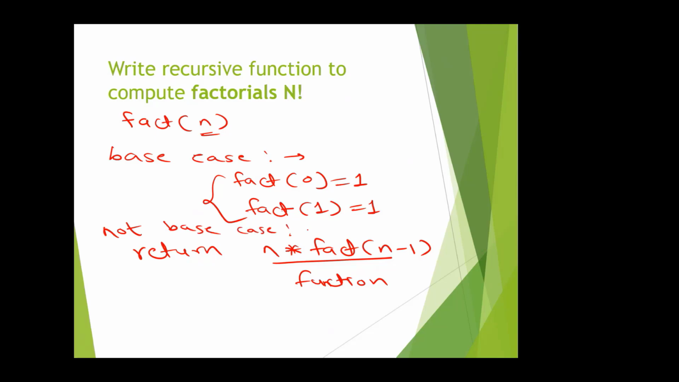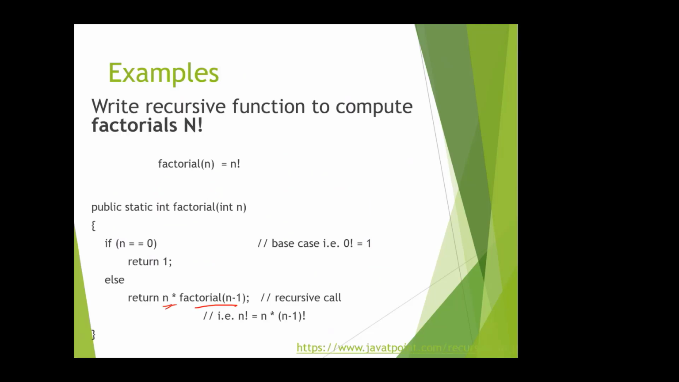If it is any n apart from the base cases, we don't need to implement both base cases. You can have either one of these, not both. If it is not 0, then you will return n multiplied by factorial of n minus 1, which again calls the same function till you reach one of the base cases. So now we'll see the actual implementation.